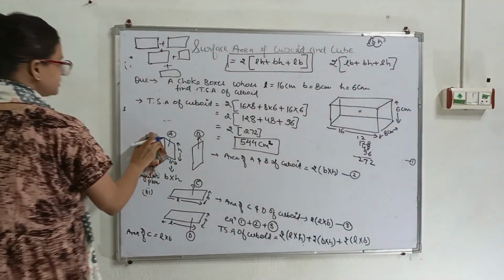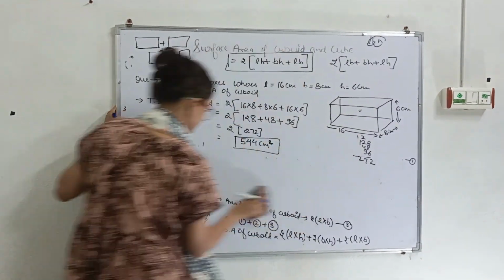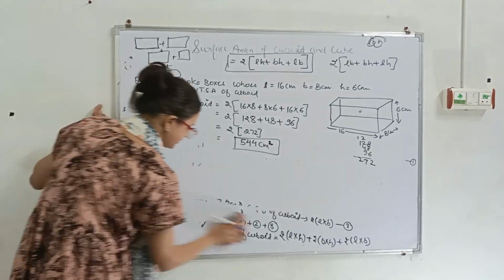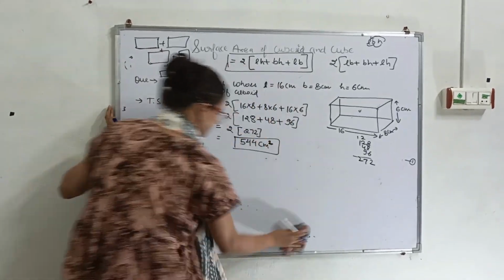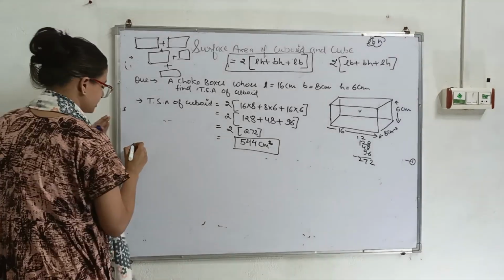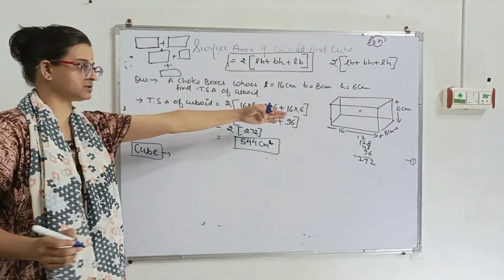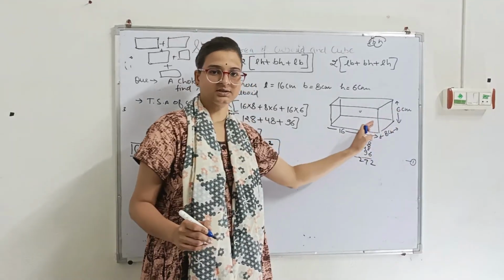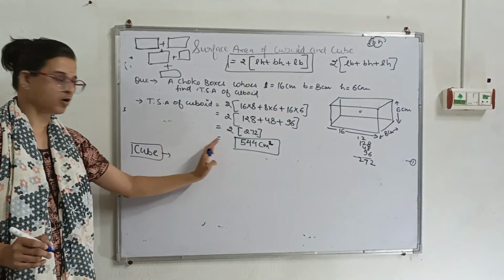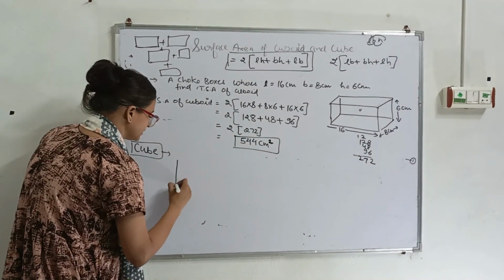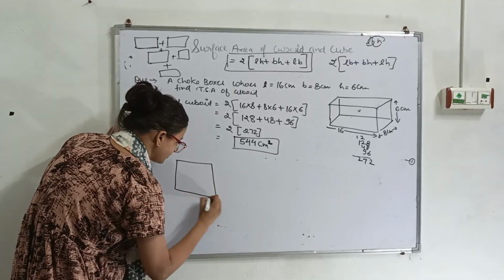And suppose a cube structure. Cube is also similar to this. In a cuboid all 3 sides are different, but in a cube all the sides are the same. This is the cube.